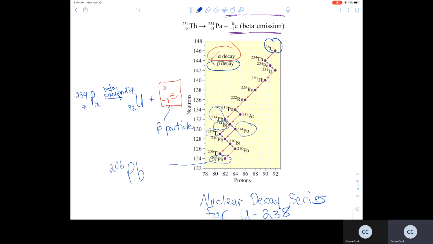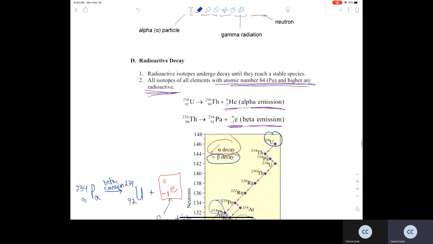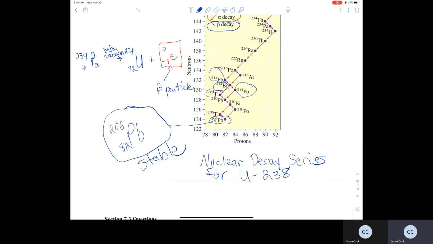And lead-206, Pb, lead is atomic number 82. And so this is stable. And that's when the decay series stops. Once you form a stable isotope, one whose atomic number is less than 84, and lead's atomic number is 82, so less than 84, you get a stable element that's not radioactive. And therefore, there's no more radioactive decay because you've now got a product that's not radioactive.